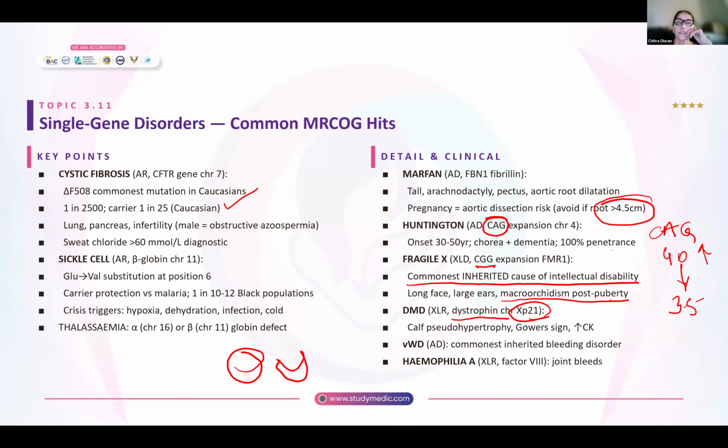Then von Willebrand's disease, autosomal dominant. It is the commonest inherited bleeding disorder. Again, von Willebrand's, there are different types. Some are recessive, but the commonest type of inheritance is autosomal dominant. Then hemophilia A, it is X-linked recessive. There is deficiency of factor 8. The common finding there is bleeding, spontaneous bleeding into the joints.